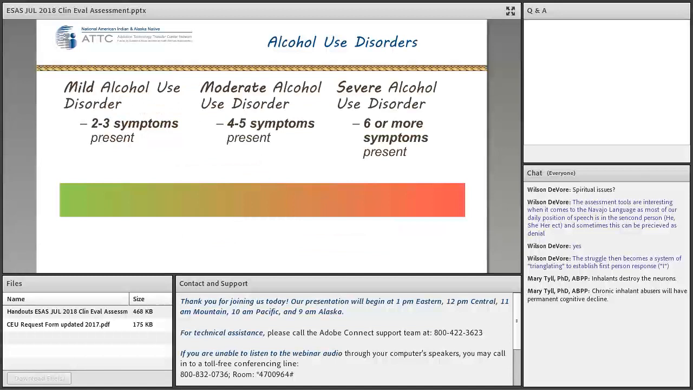Okay, so looking at mild, moderate, or severe: 2 to 3 symptoms present is mild. Moderate alcohol use disorder is 4 to 5 symptoms. Severe is 6 or more. With only one symptom, they won't have any kind of use disorder. Okay, so a mild use disorder reflects the presence of 2 to 3 symptoms.